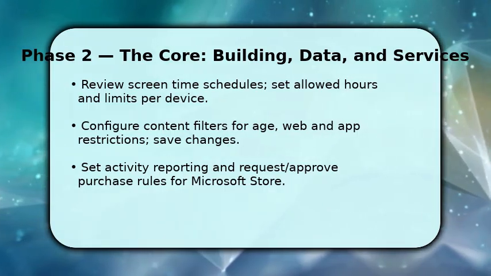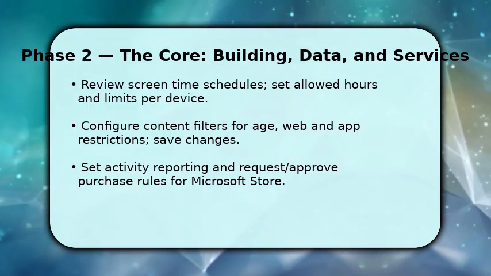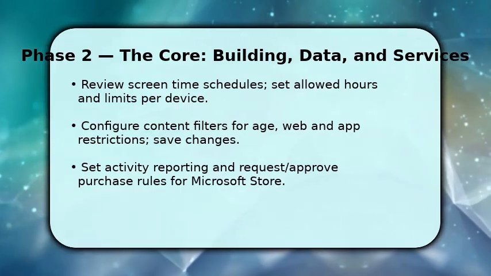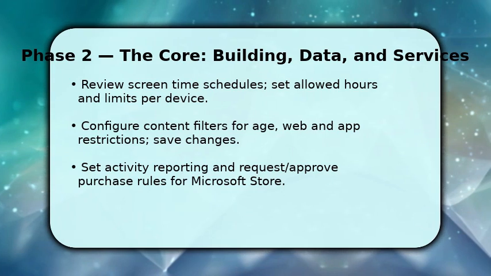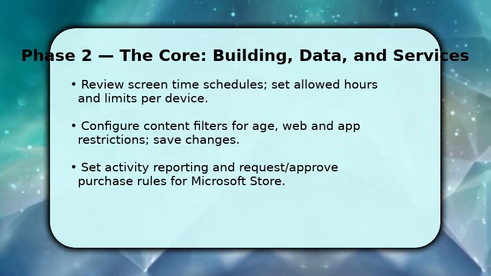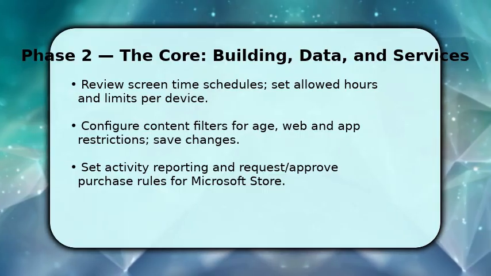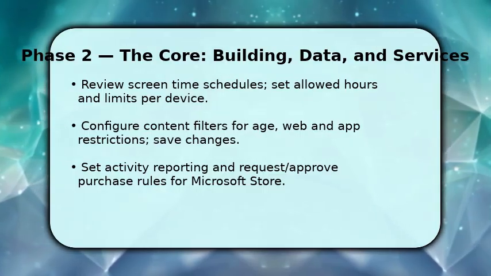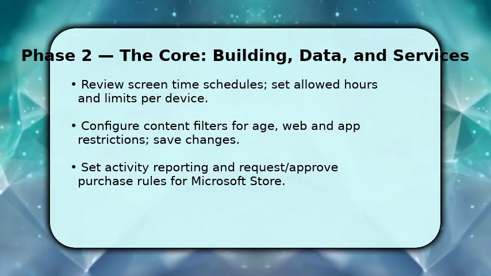These restrict inappropriate content based on age and explain why some apps disappear when blocked. Turn on activity reporting so you see usage logs, and enable purchase approvals to prevent unexpected charges. Make changes and allow a few minutes to sync across devices.